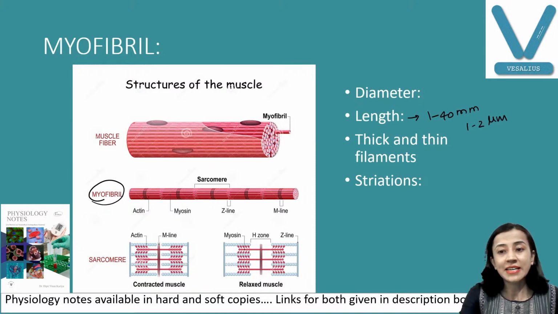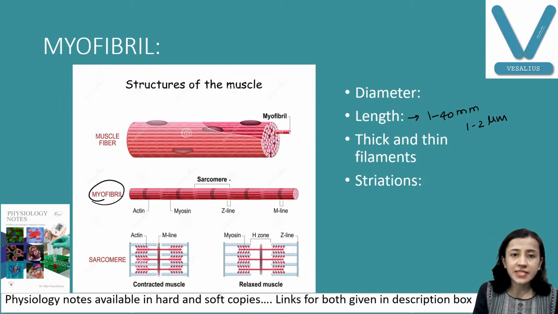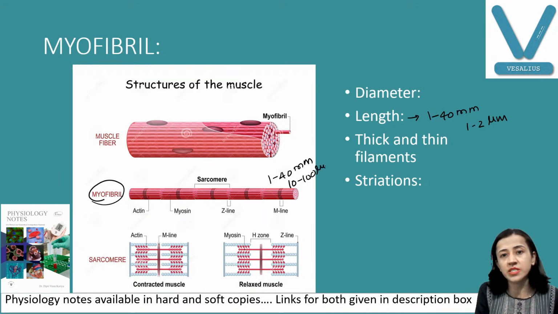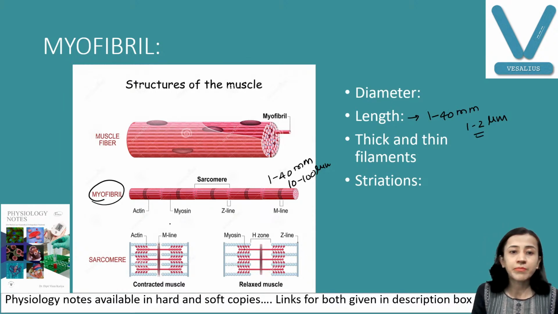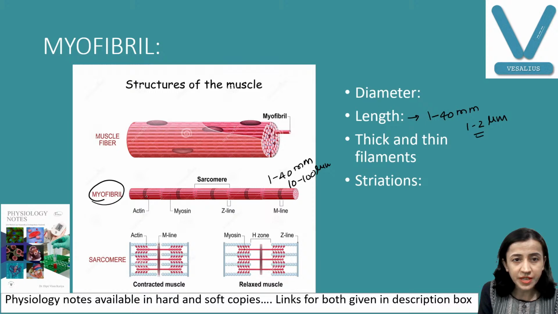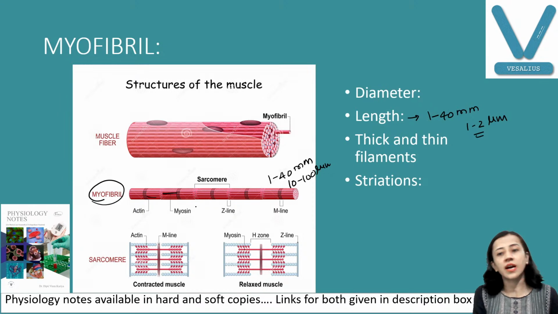Skeletal muscle cell length is the same, 1 to 40 millimeter, but the diameter of the skeletal muscle cell is 10 to 100 micrometer, whereas this is only 1 to 2 micrometer, because hundreds of myofibrils are there. Now these myofibrils contain filaments, actin and myosin filaments. You can see here these are actin filaments and myosin filaments. The thick one is myosin, the thin are actin filaments.